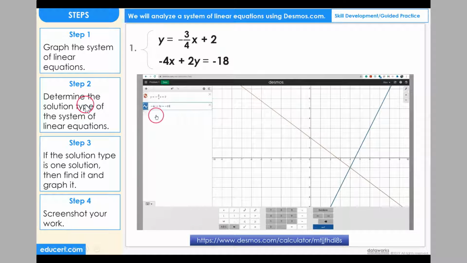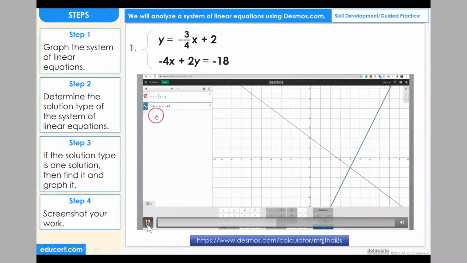Step 2. Determine the solution type of the system of linear equations. We can clearly see that these two graph lines are overlapping in one location, meaning that the solution type is one solution. We can type that into our bar over here so that it can be part of our analysis. What we're going to do is click on this plus button up in this top corner, and one of the options you're going to see is Note. Clicking on the note will allow us to type in regular text so that we can type that the solution type equals one solution.